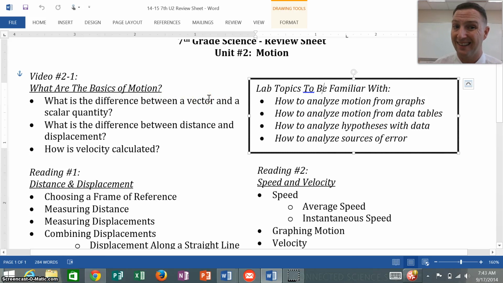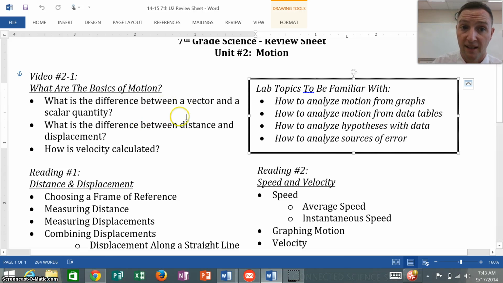Vector quantities are like displacement, velocity, acceleration. When we get into it later, force. Those have both numbers and directions. So you want to look at the different vector and scalar quantities. Go back to that video.